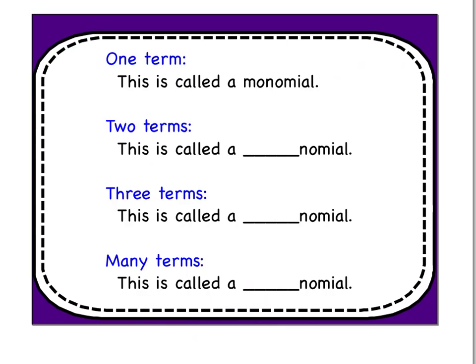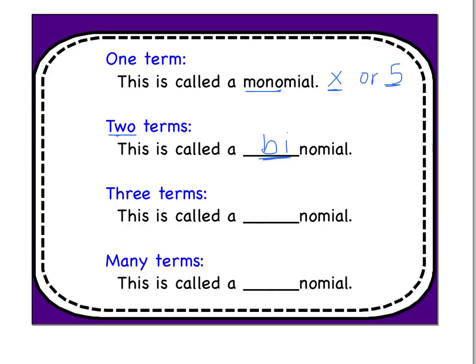Whenever you have one term, so it could either be a variable or a number, but if there's one term without addition or subtraction signs, it's called a monomial. Mono means one, so a monomial means one term. Two terms is called a binomial. Bi means 2, like bicycle, 2 wheels.